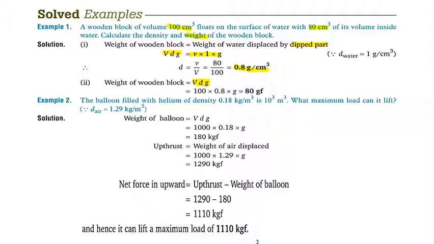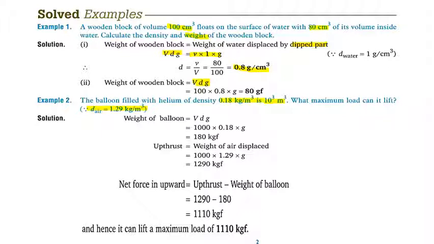So now we'll see the next question. It is a balloon filled with helium of density this. It is filled with helium gas, and the volume given is 10 to the power 3 meter cube at 1000. What maximum load can it lift? What maximum load can it lift? Now the density of air is also provided.